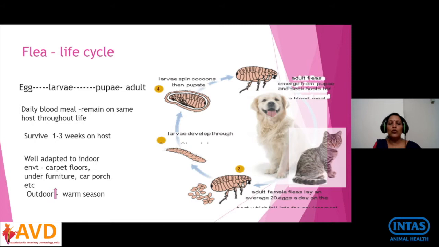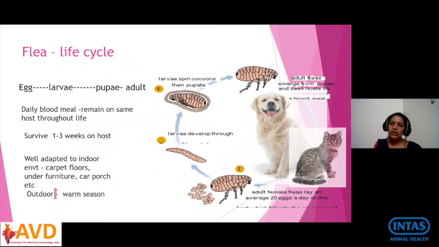Whereas in the tick, I forgot to tell you that one-host, two-host, and three-host ticks exist. Rhipicephalus and Haemaphysalis are three-host ticks, which can affect other hosts also. Whereas in the case of fleas, it affects the same host and remains on the host itself. It can survive on the host for 1 to 3 weeks.